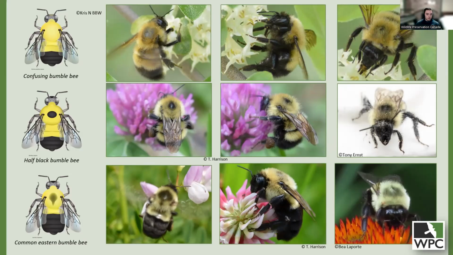The common eastern bumblebee is a pretty consistent and easy ID. It will always have this color pattern, no matter if it's a male, queen, or worker. It will always look like this, and very easily, it is the only species really that will have yellow on T1, followed by black all the way down to T6.